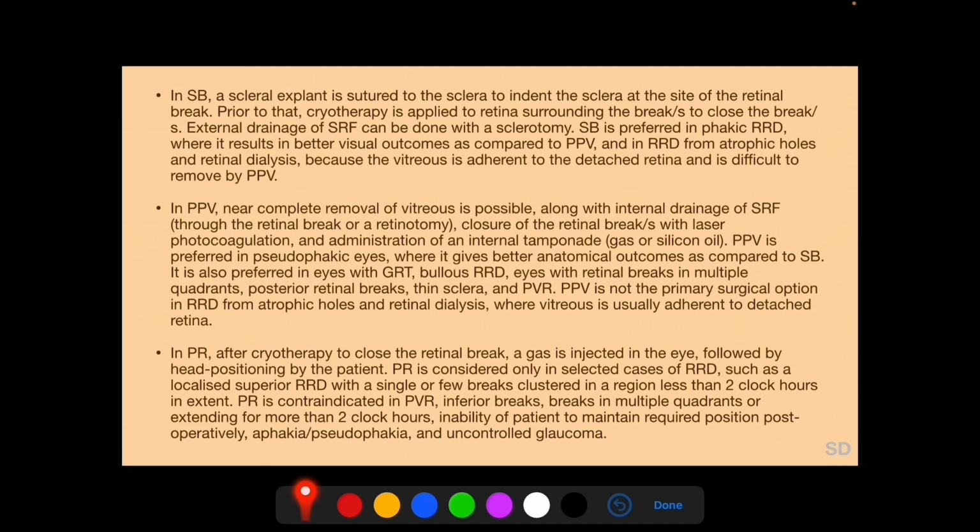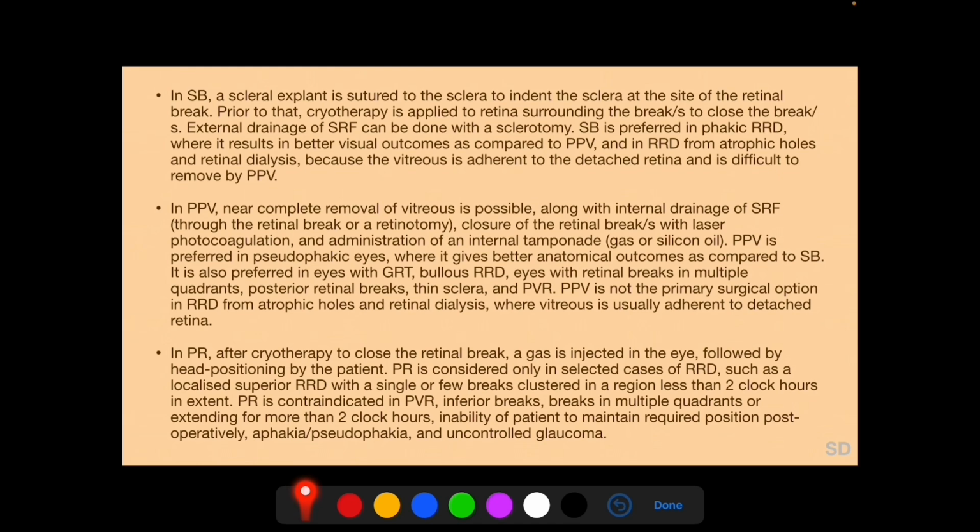PPV is not the primary surgical option in RRD from atrophic holes and retinal dialysis, where vitreous remains adherent to the detached retina. In pneumatic retinopexy, after cryotherapy to close the retinal break, a gas is injected in the eye, followed by head positioning by the patient. PR is considered only in selected cases of RRD, such as a localized superior RRD with a single or few breaks clustered in a region less than 2 clock hours in extent.